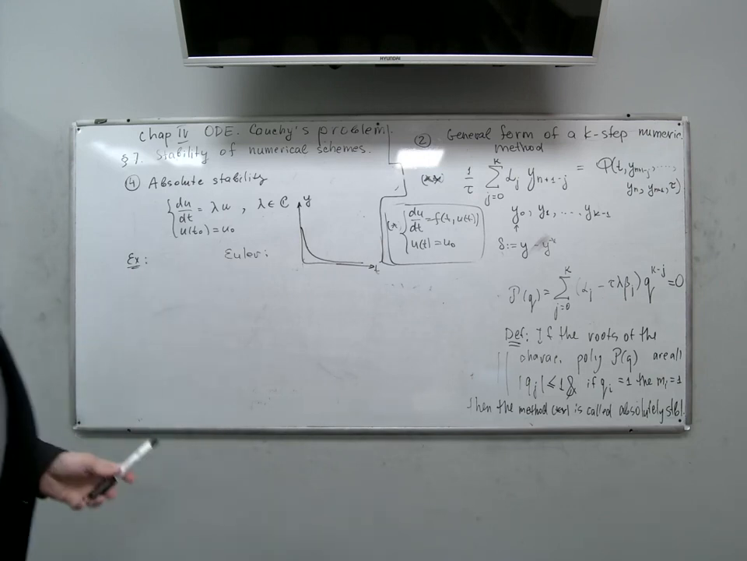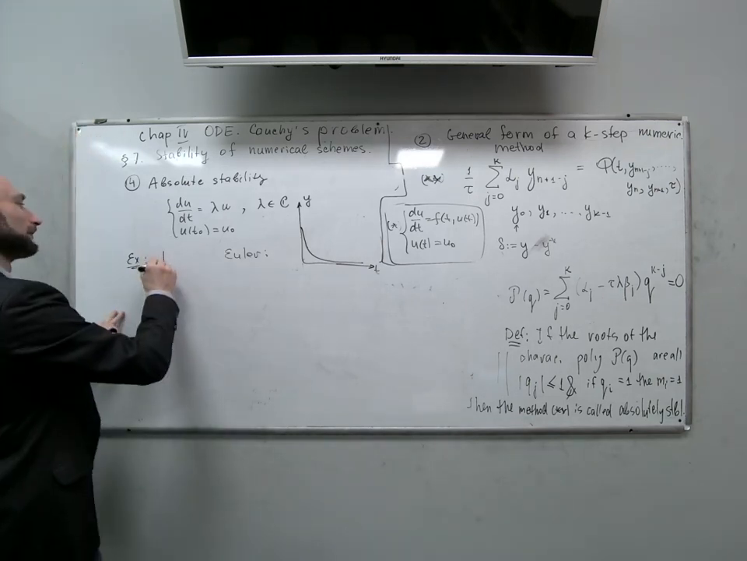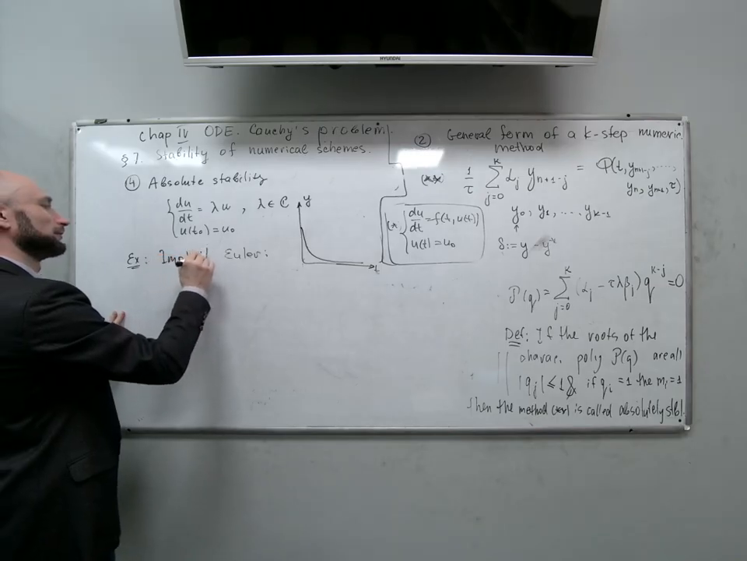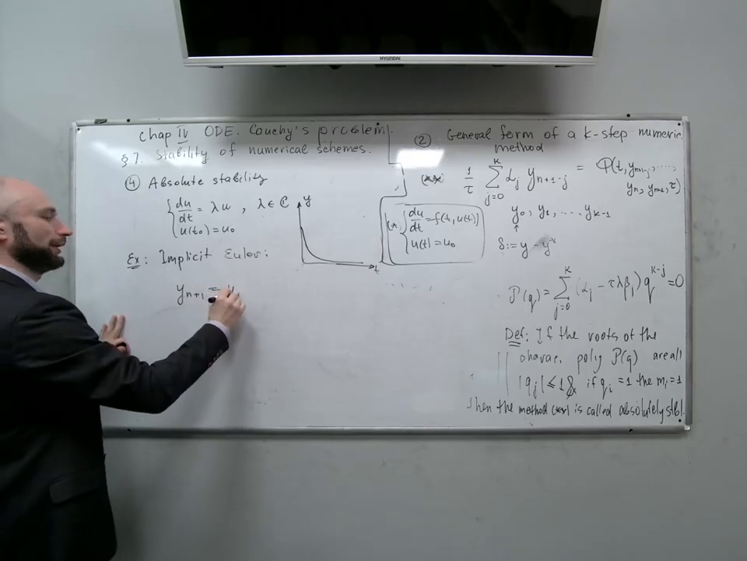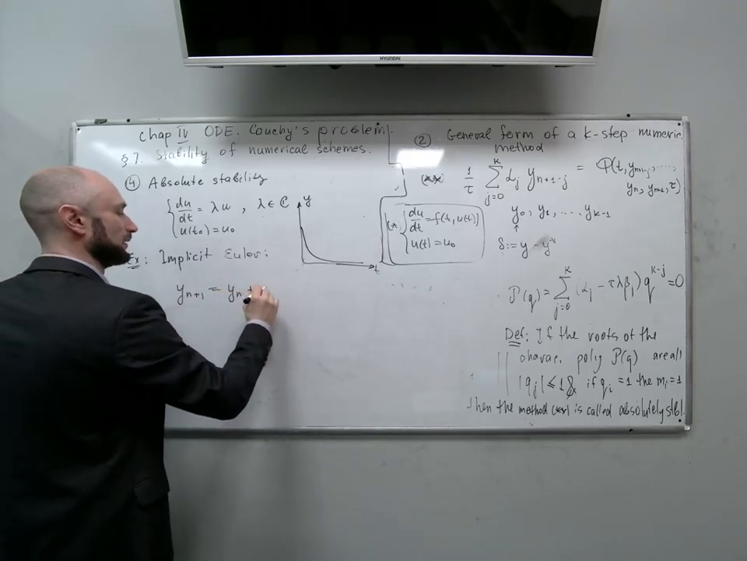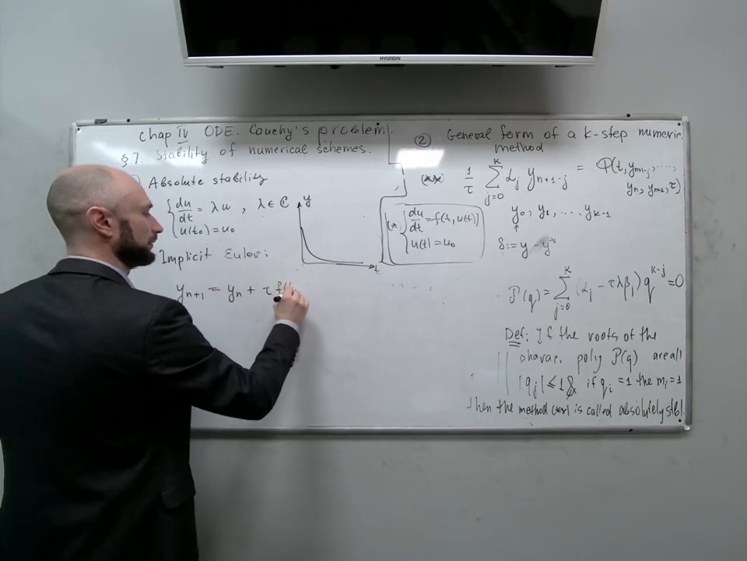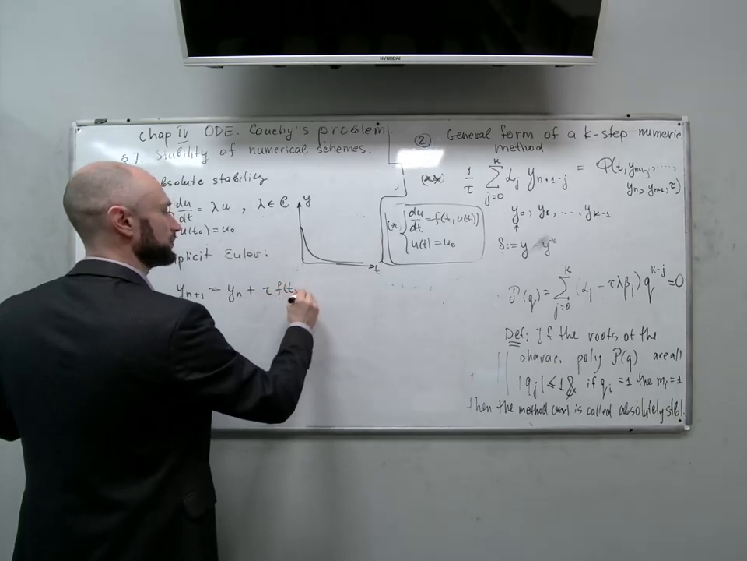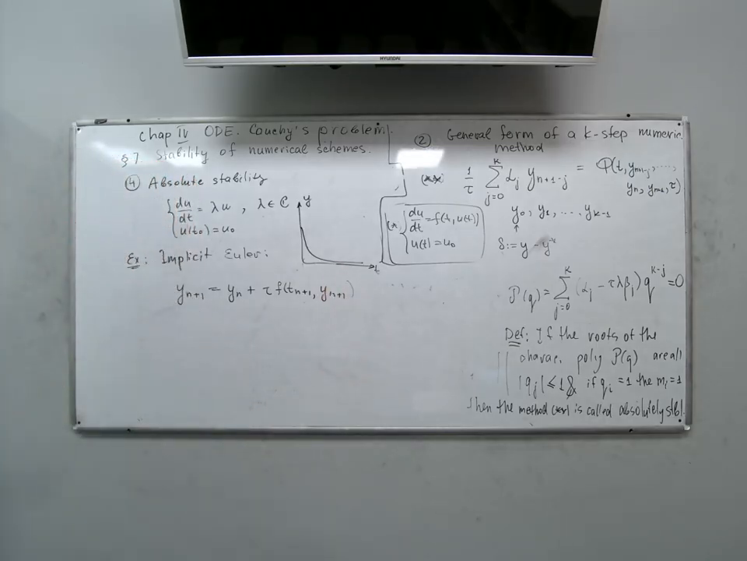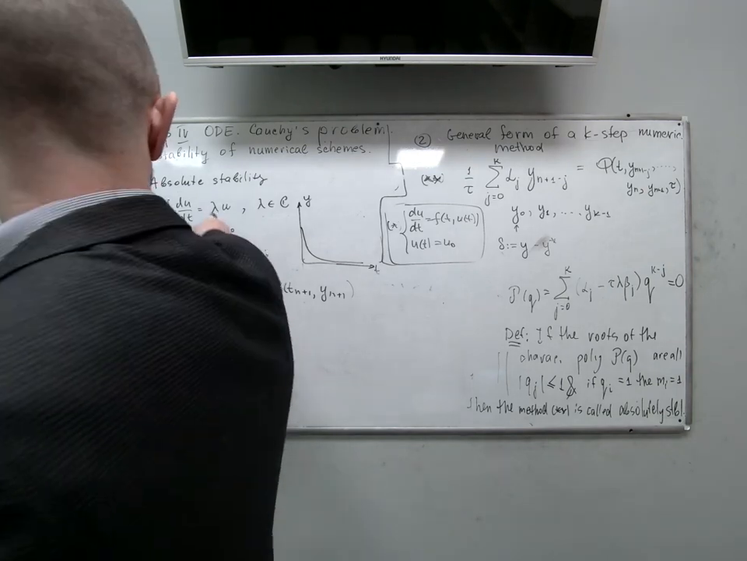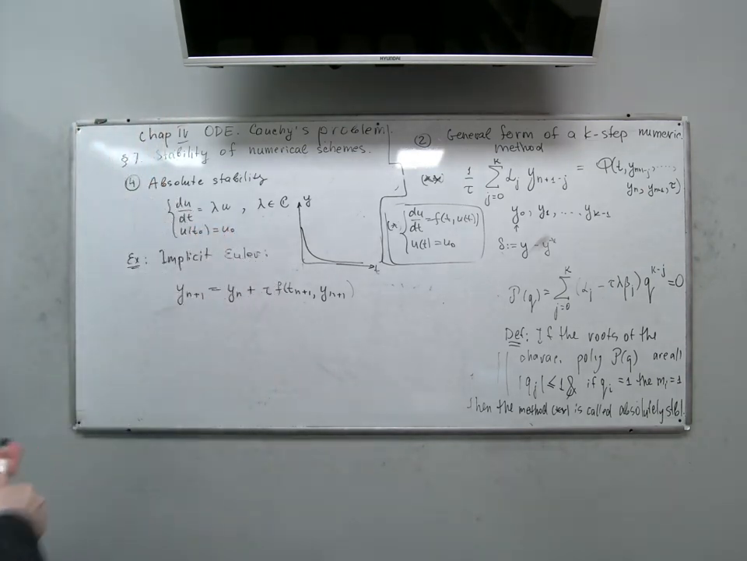Implicit Euler method. Implicit Euler is what? y_m plus tau multiplied by f of t_{n+1}, y_{n+1}. Do you want to continue? So you just need to replace this f with a particular form of f.